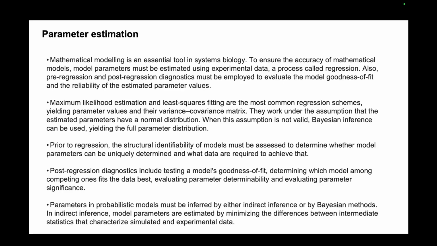And parameters in a probabilistic model can be inferred by indirect inference or Bayesian methods. In indirect inference, parameters are estimated by minimizing the difference between intermediate statistics that characterize the simulated and experimental data. This is basically something of a least square thing. So you have a regression line, and then you have data points in and around the regression line. What you want to do is minimize the distance between these data points and the regression line. That is one such method.